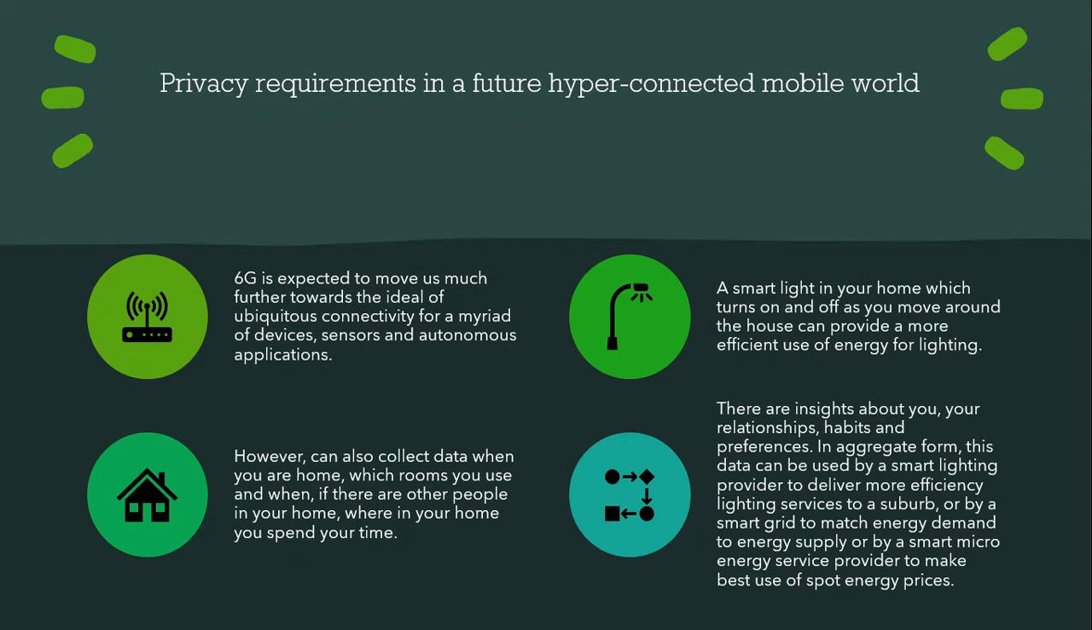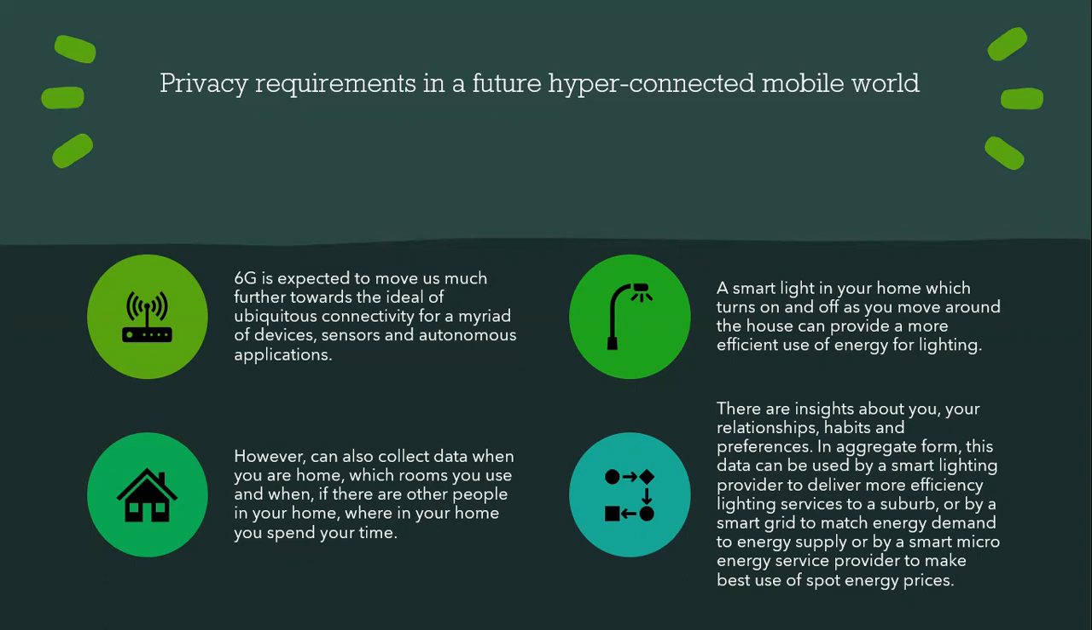For example, a smart light in your home, which turns on and off as you move around the house, can provide a more efficient use of energy for lighting. So, in a smart house, we have smart lighting. Everything is in the privacy requirements of a future hyper-connected mobile world. Another word for everything that is interdependent is hyper-connected. But in terms of a smart light in your home which turns on and off as you move around the house in order to use energy more efficiently for lighting, how does this actually get carried out?